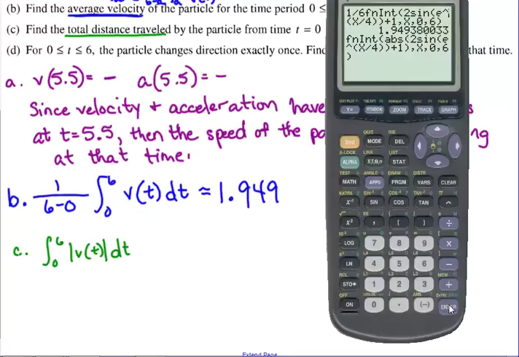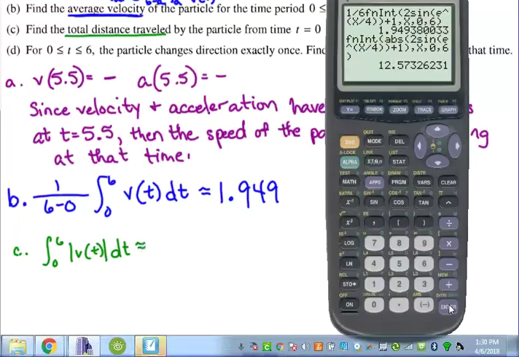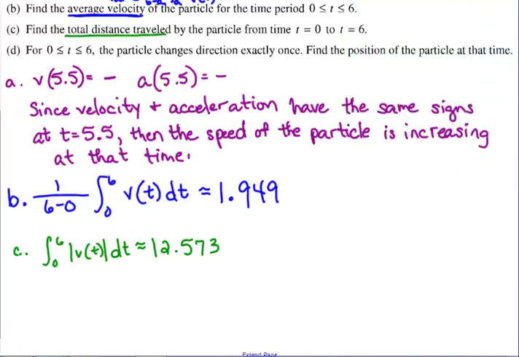Okay, and we get, it'll take a minute. There we go. 12.573. You get 1 point for setting up the integral, and you get 1 point for the answer. Okay, let's look at D.